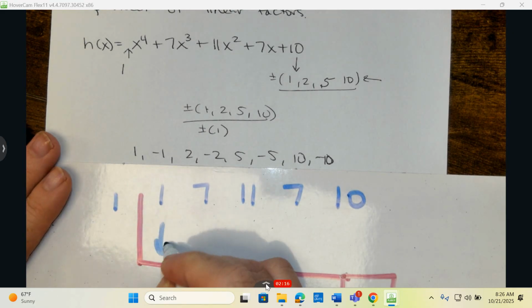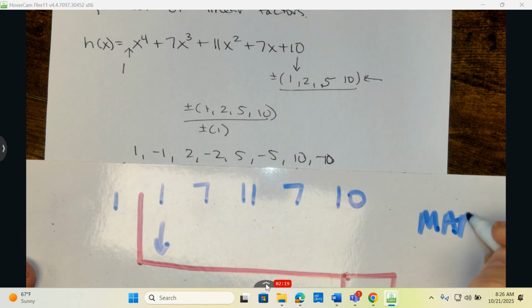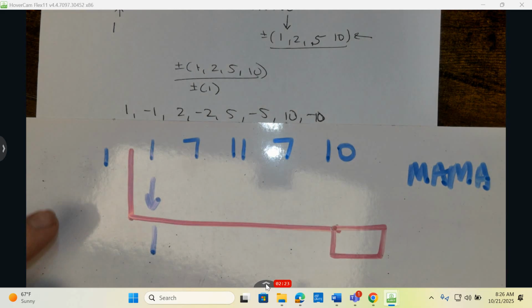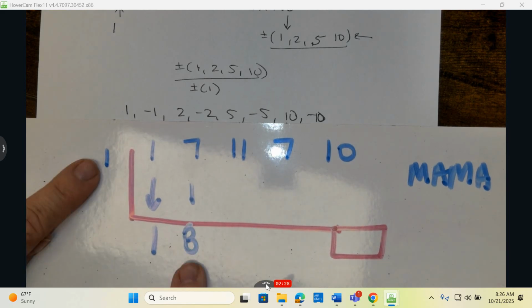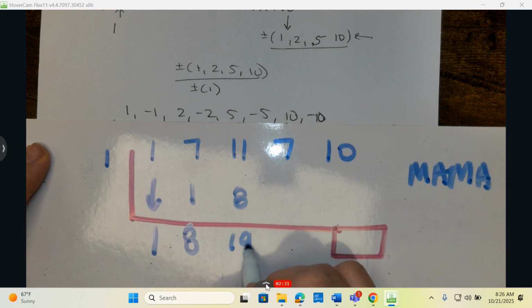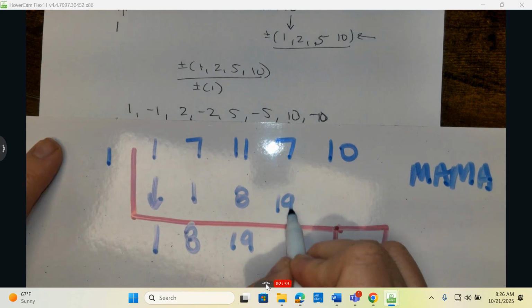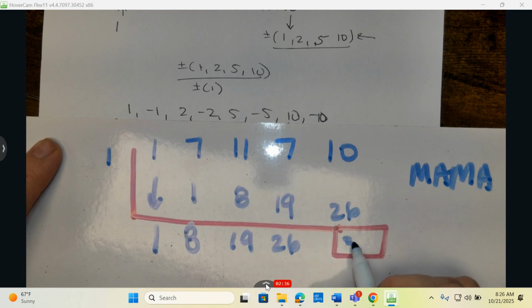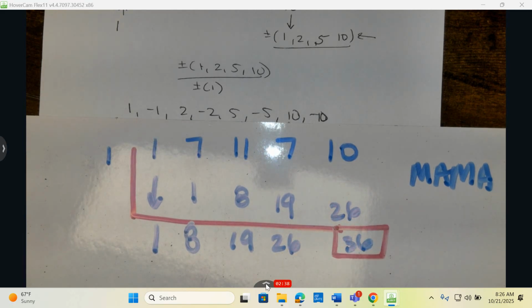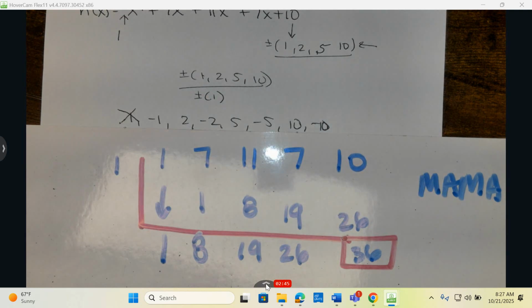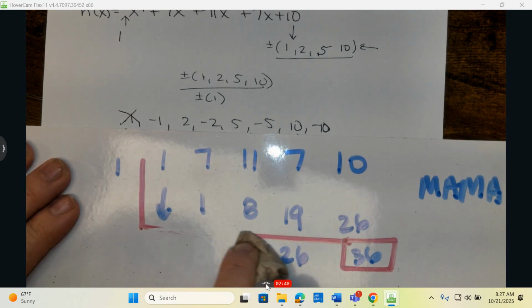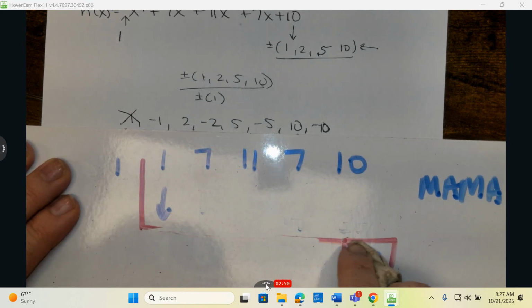Okay, here we go. Remember, I say MAMA method, and that's not a real math term. It's just an acronym that says after we drop down the first number, here's what we're going to do. We're going to multiply and add down. Multiply and add down. Multiply, and I can already see this is not working, right? That is not going to get me a final remainder of 0. So I know that 1 does not work, and it will never work as a solution, a root, or 0 to this polynomial.